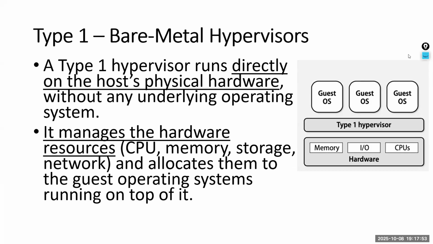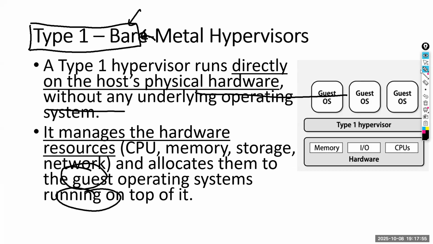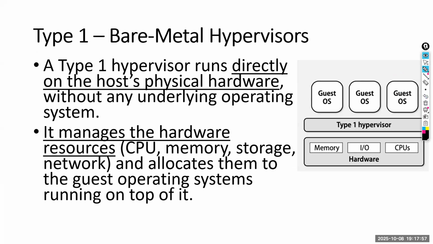So sometimes the type 1 hypervisor is called bare metal hypervisors. These are the advanced hypervisors, mostly used in cloud environments. They are on top of the hardware. First, we install the type 1 hypervisor software. And on top of that, you install different virtual machines. That means different OSs or containers and so on.